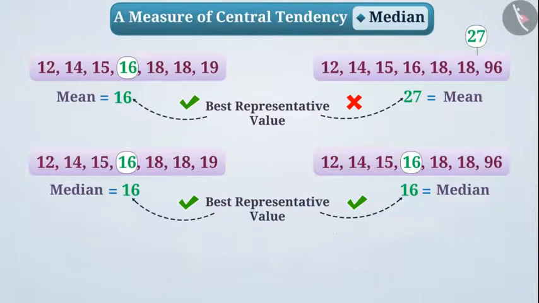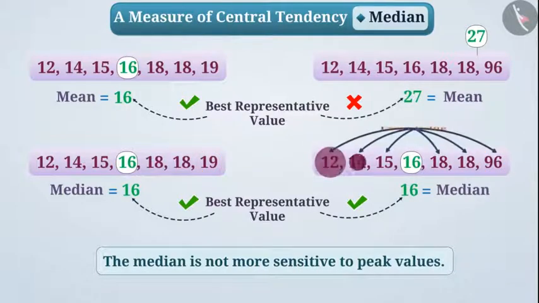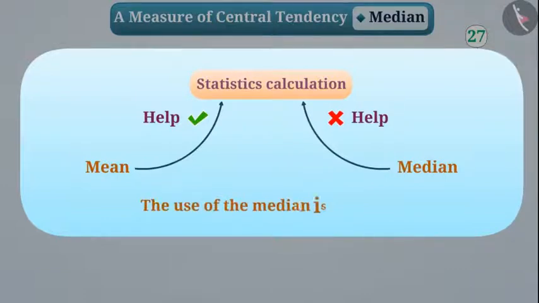At the same time, by looking at the two groups, we also find that if there is a change in the peak value, it does not affect the median. This means that median is not sensitive to peak values. The median does not take into account the exact values of the data. In this way, it does not use the complete information given in the data. The mean helps in statistics calculation, but the median does not help in this. For this reason, the use of median is limited.